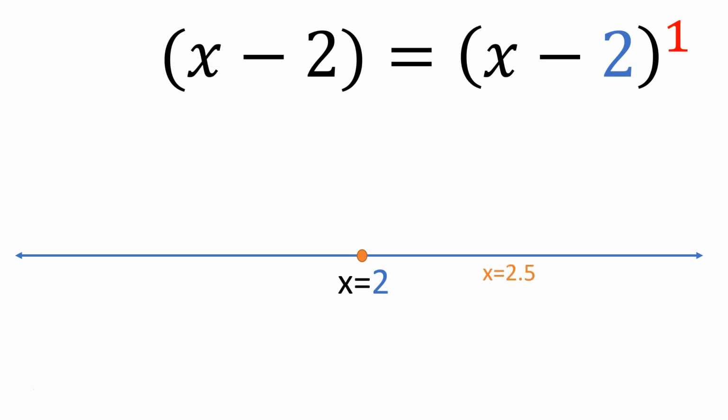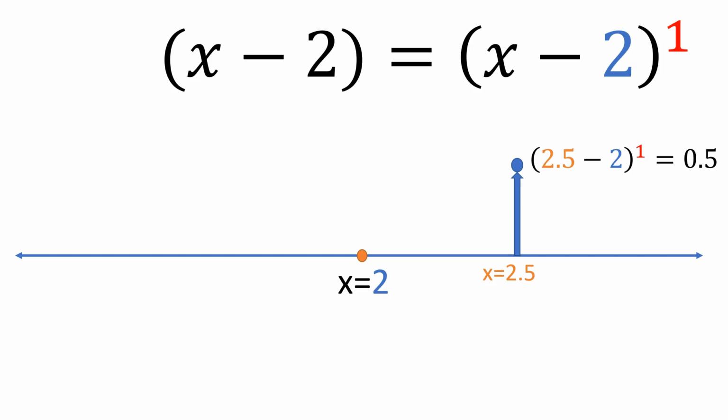And now I'm going to grab a value slightly to the right of the 2. Take a look, like 2.5. And I'm going to find the value of the expression at 2.5. That's equal to 2.5 minus 2 to the first, which is just 0.5. And notice that in this particular case, when you plug 2.5 in, what comes out is a number that is above the x-axis. Here the x-axis is the horizontal line.